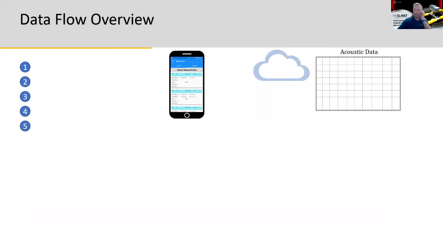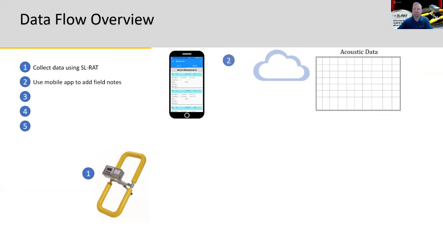A quick overview of data flow. Again, this was covered in more detail in the webinar from April 21st, available on infosense.com or through your web portal at the login screen of sl-dog.com. The data flow starts by collecting data using the SLRAT in the field. Use the mobile app to enter field notes and asset IDs, such as manhole IDs or line segment IDs, while you're doing these tests in the field. The SLDog mobile app is available as a free download from both Android and iOS mobile app stores.